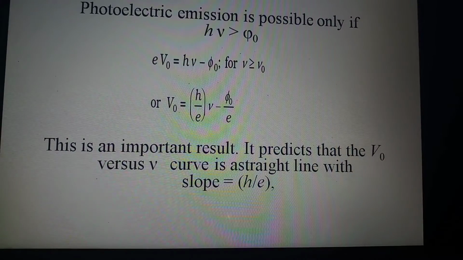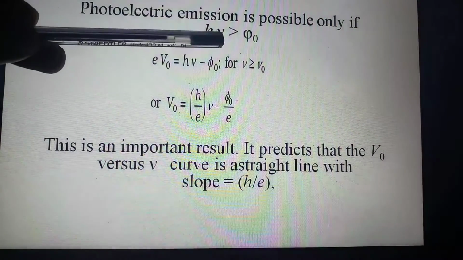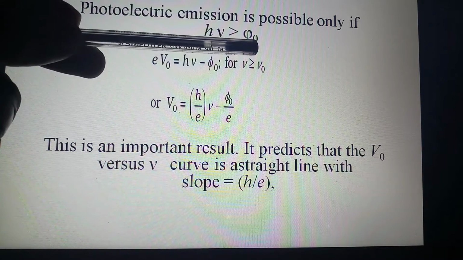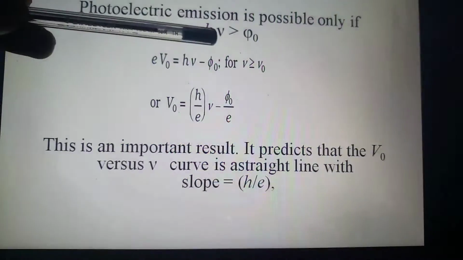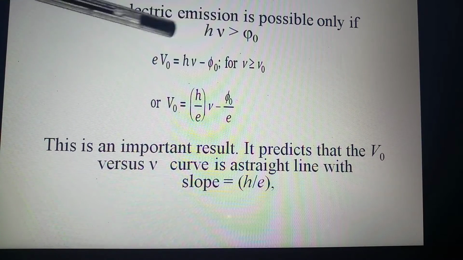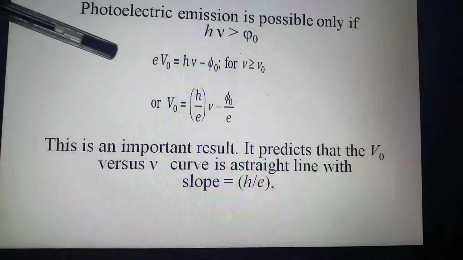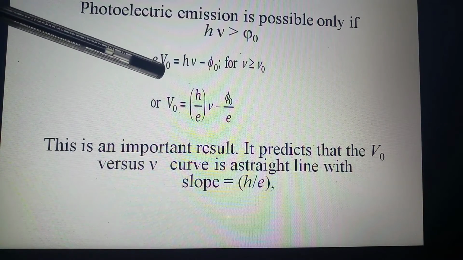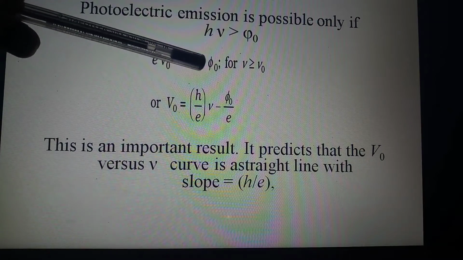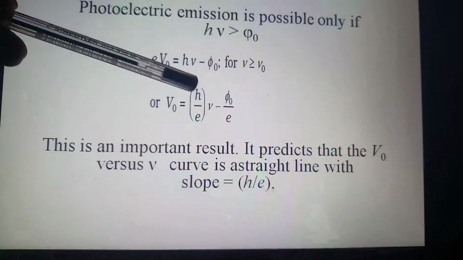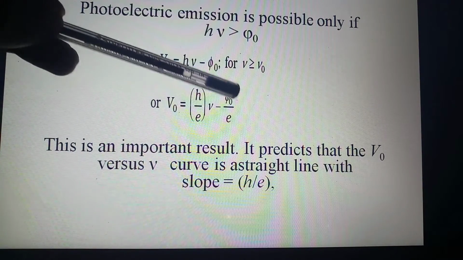From Einstein's photoelectric equation, we can see one thing which is very, very important. Photoelectric emission is possible when the frequency is more than the threshold frequency, that is, the corresponding energy is more than the work function. If h nu is more than the work function, then only photoelectric emission is possible. From here we already have the kinetic energy equal to e into V naught, which is equal to h nu minus phi naught. Now if you replace that here, we can write V naught is equal to h by e into nu minus phi naught by e.